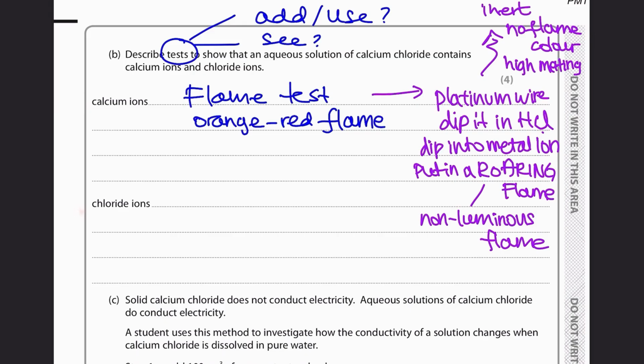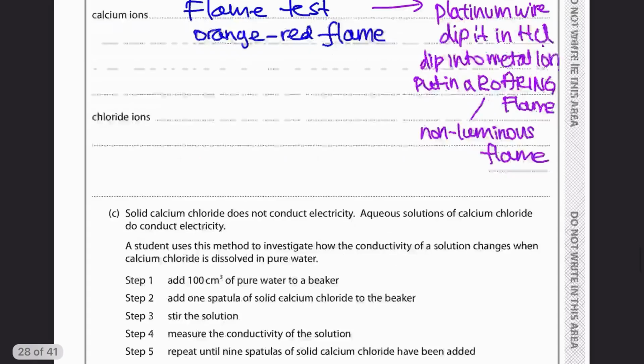Moving on to chloride ions. How do you test for chloride ions? Look, there's 4 marks. So 1 mark for what you're using and what you're seeing. Same thing for the chloride. What are you using and what you're seeing? So how do you test for chloride ions? What do I use?